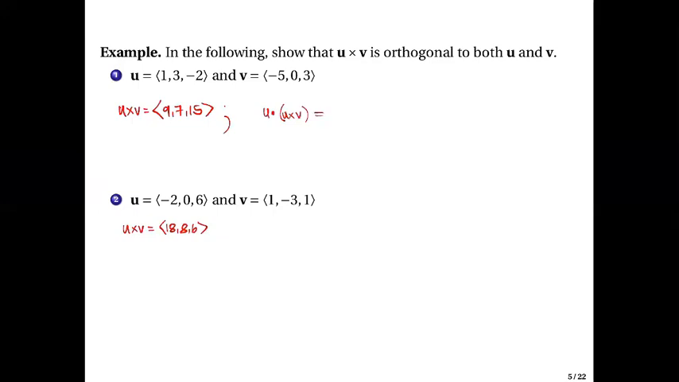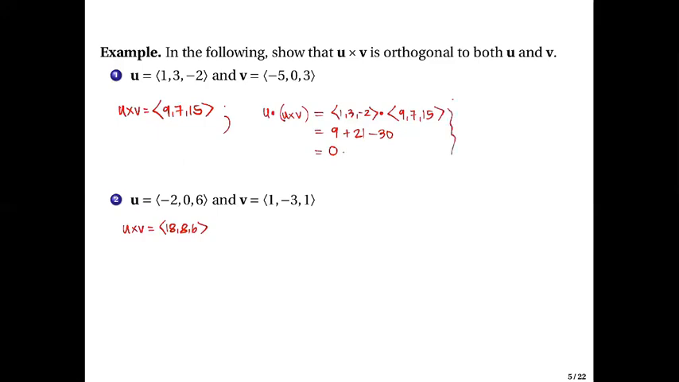So our U is 1, 3, negative 2. Dot it with the U cross V, 9, 7, 15. For the dot product, we just multiply component-wise. So 1 times 9, that's 9. 3 times 7, that's 21. So 9 plus 21. And then minus 2 times 15, that's negative 30. So minus 30. And indeed, 9 plus 21 is 30. Minus 30, this is equal to 0.